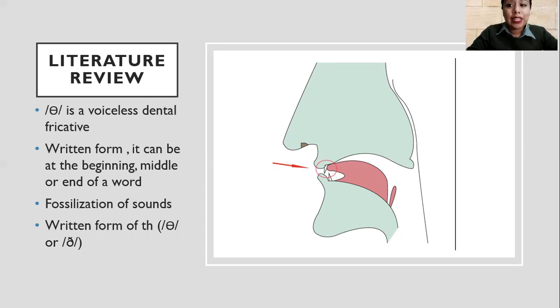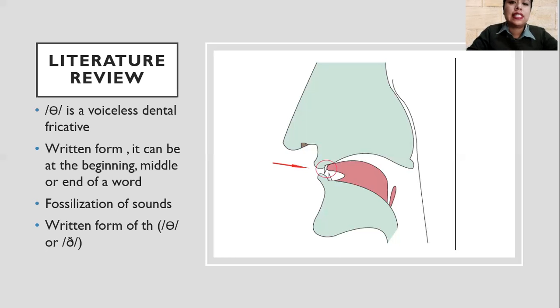So when the sound or the TH is in the middle or beginning, students tend to substitute it with the V, an F, or a D sound. And when it is at the final part, it is a T or an F. So this is some type of substitution that students normally do because they are not accustomed to producing these two types of sounds together. Sometimes fossilization occurs in sounds.